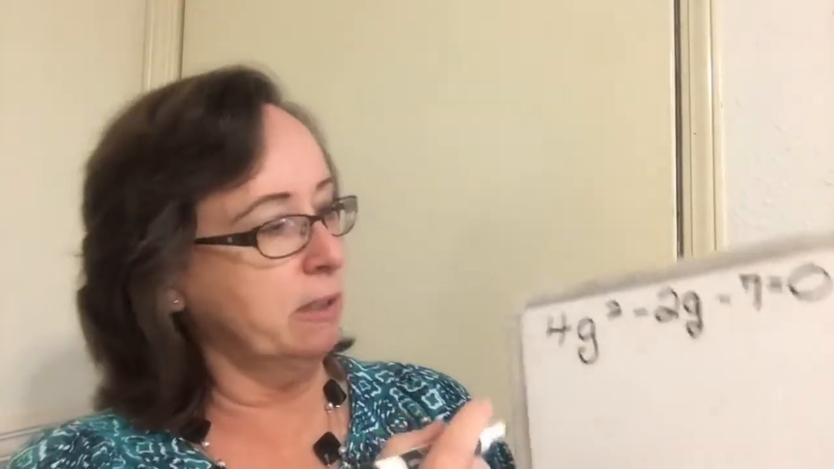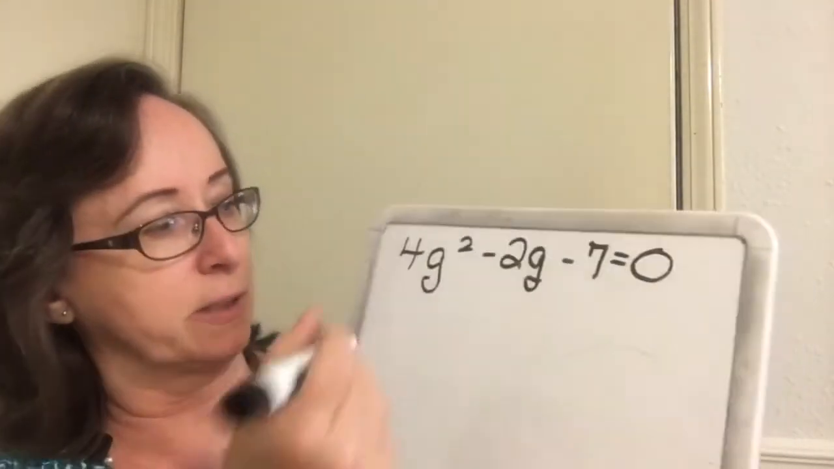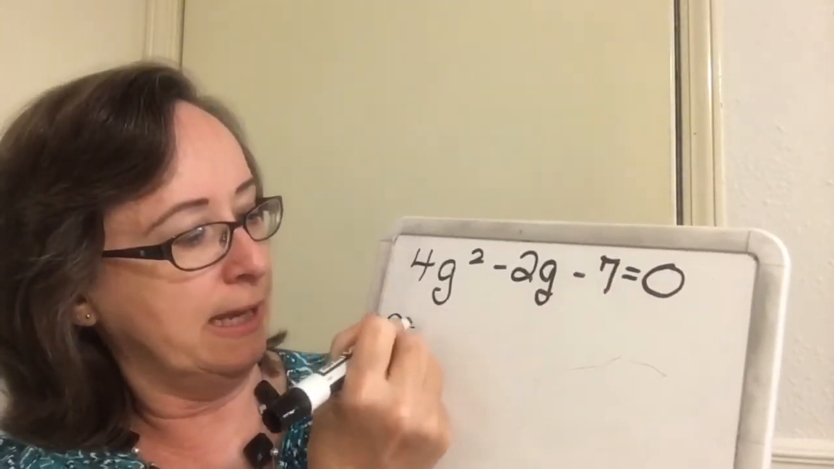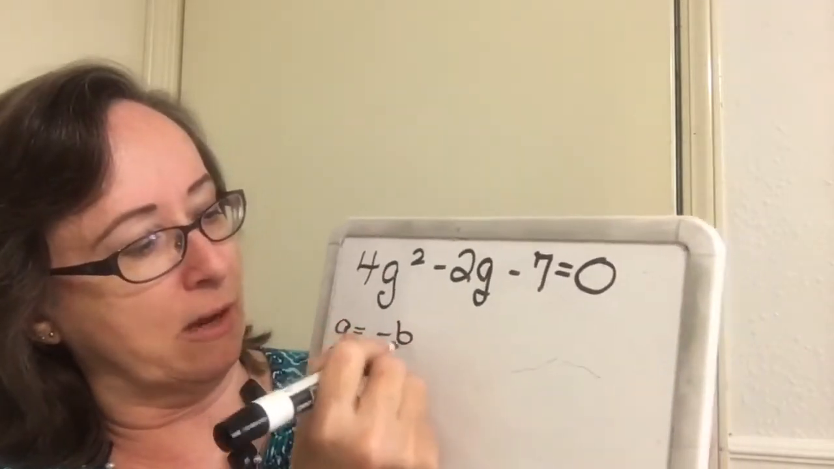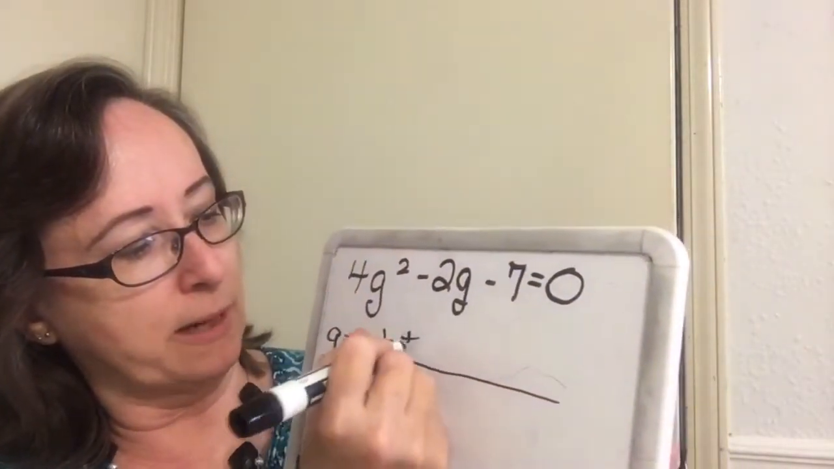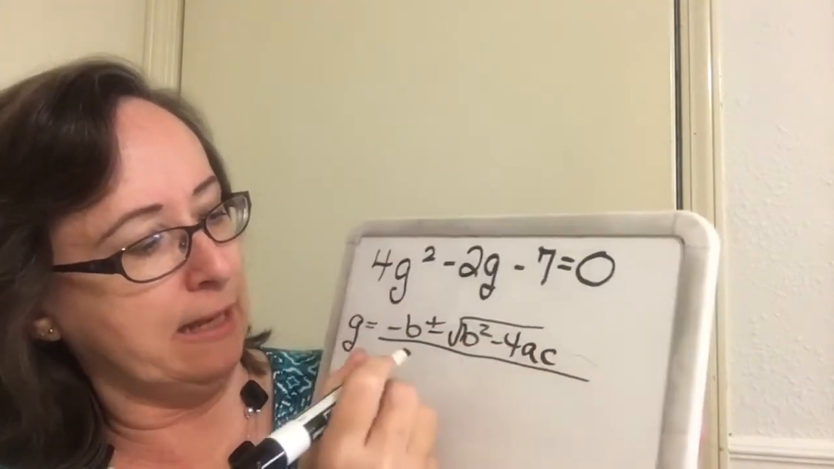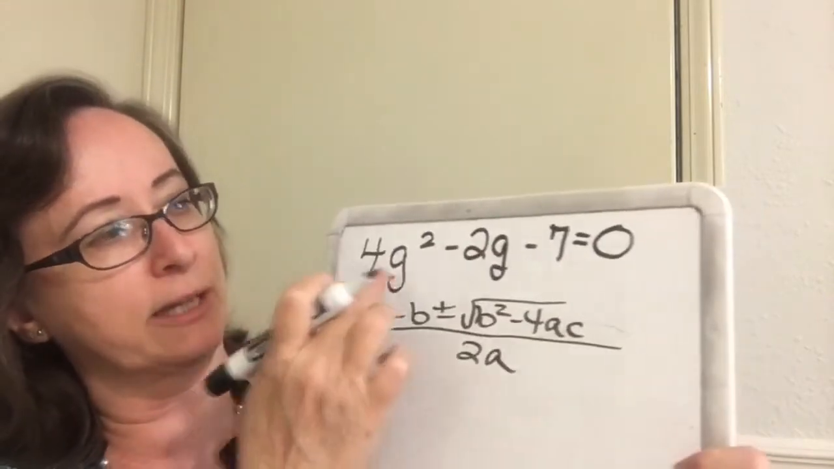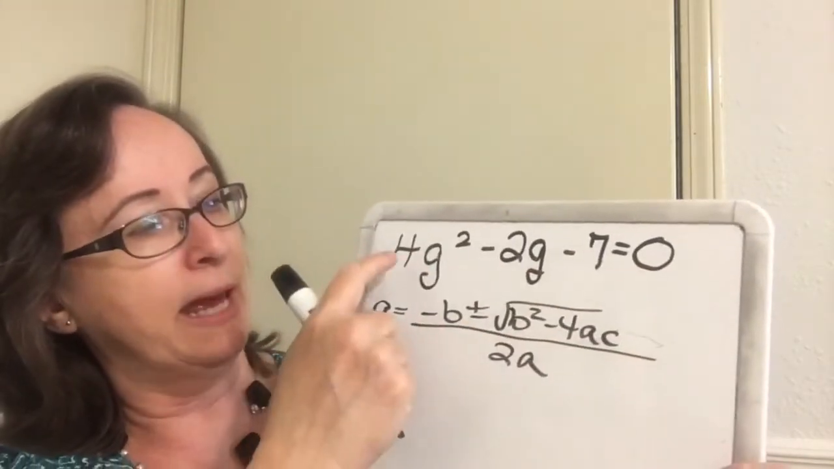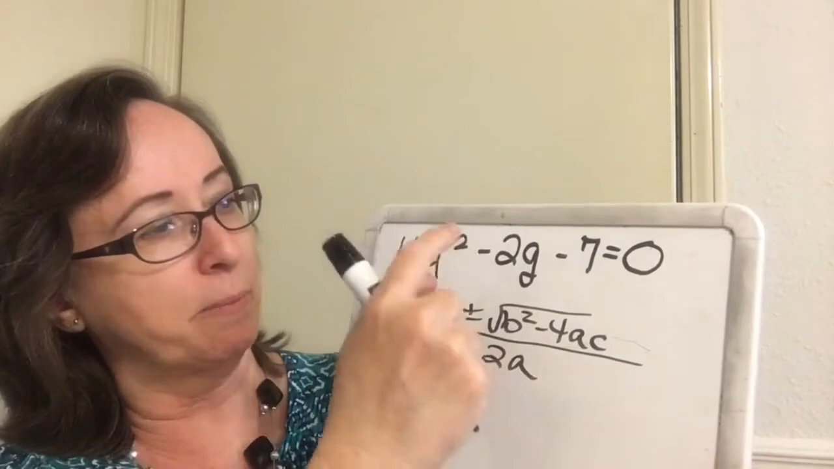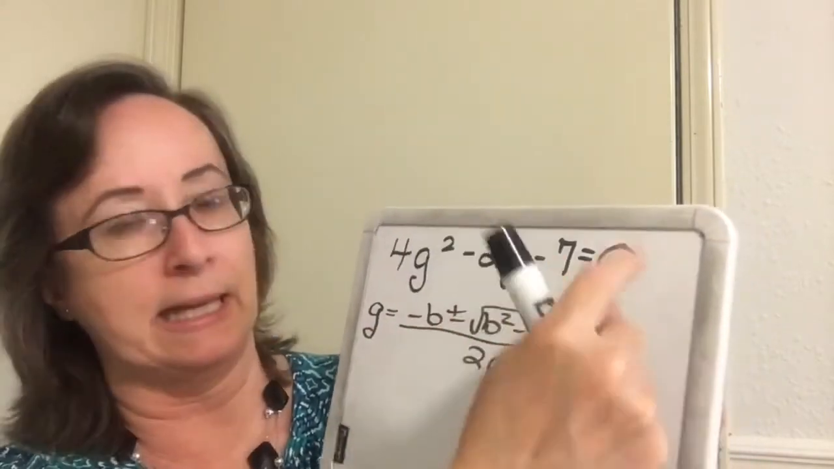Okay, so now we're going to use that formula. So remember that that was x, but it's going to work for any of our variables. So g is equal to negative b plus or minus the square root of b squared minus 4ac all over twice a. Now, when I look at this, it is in standard form.